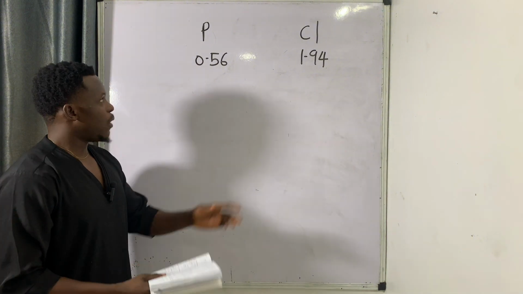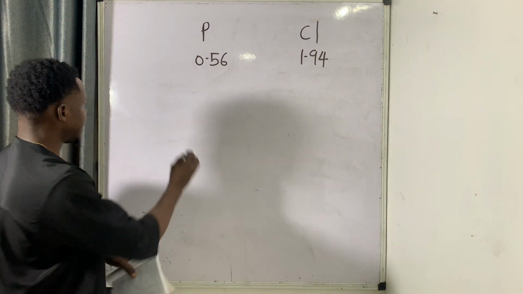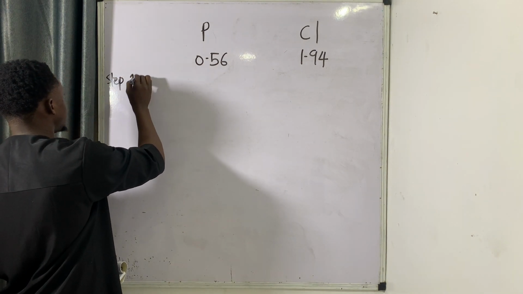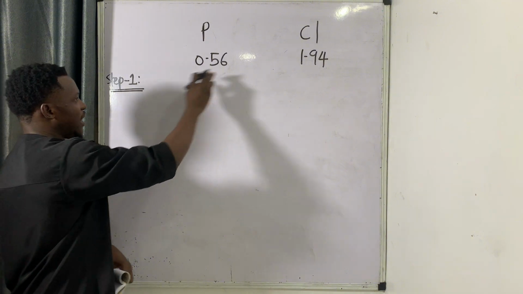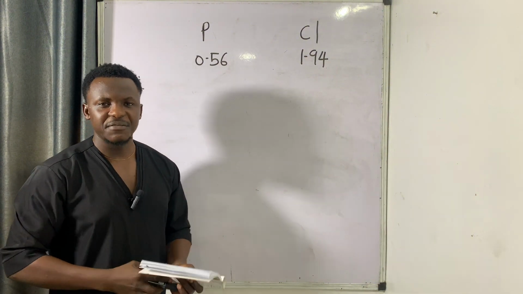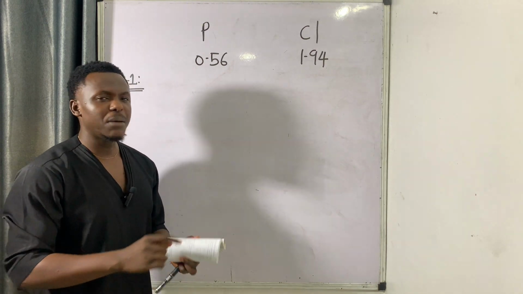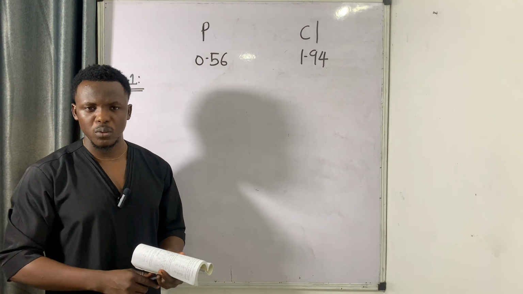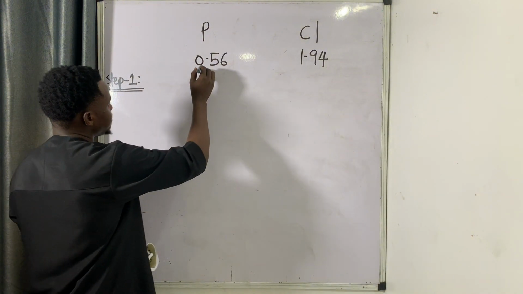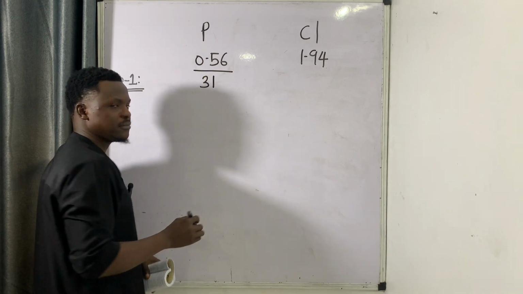Okay, now we've gotten the mass of phosphorus, we've gotten the mass of chlorine. Now step one is to divide each of them by their respective molar masses. The molar mass of phosphorus is 31 grams per mole. The molar mass of chlorine is 35.5. So I would say this divided by 31.